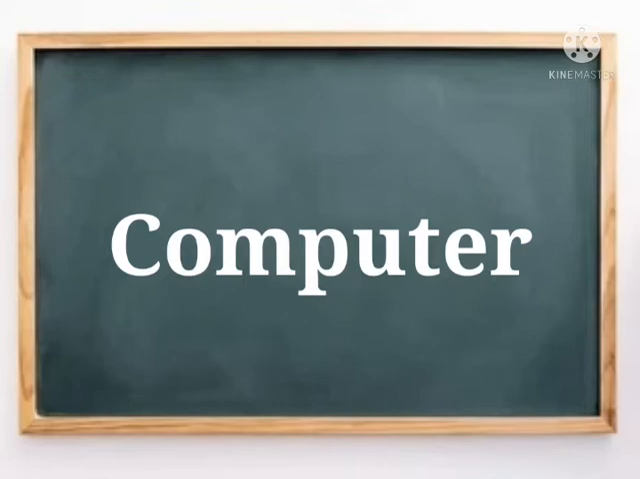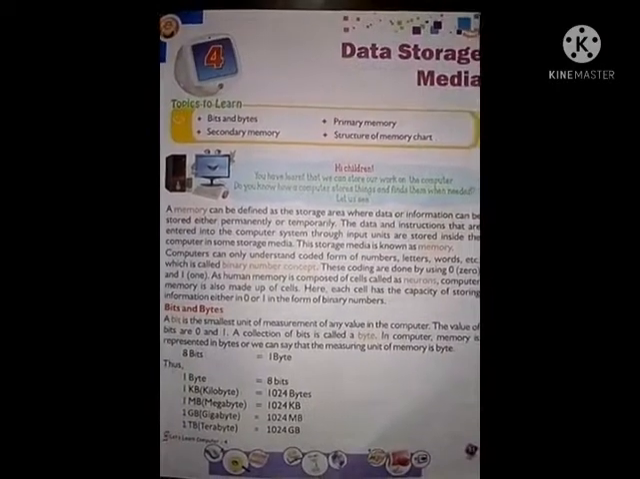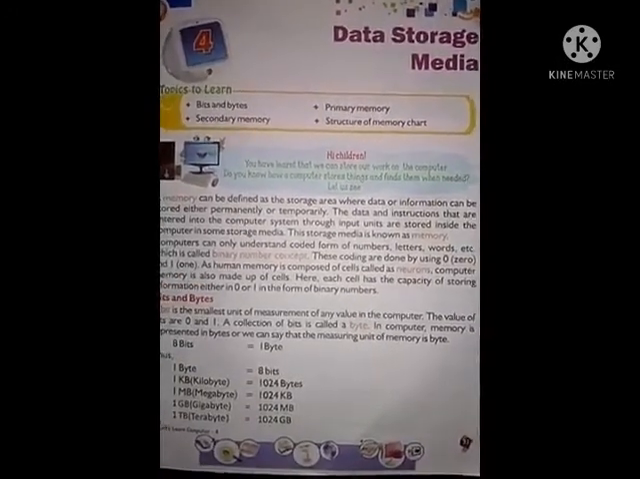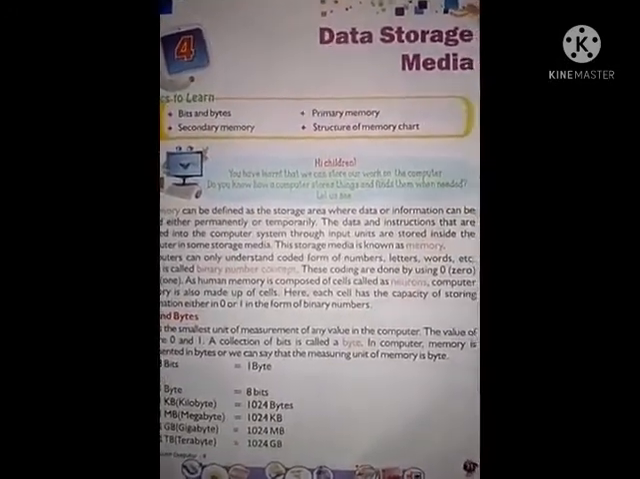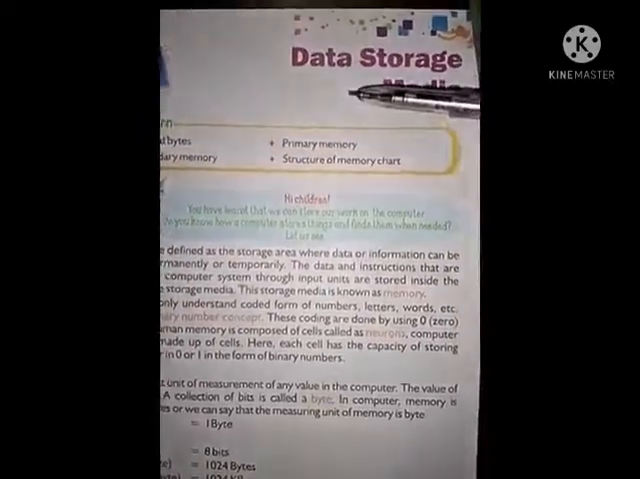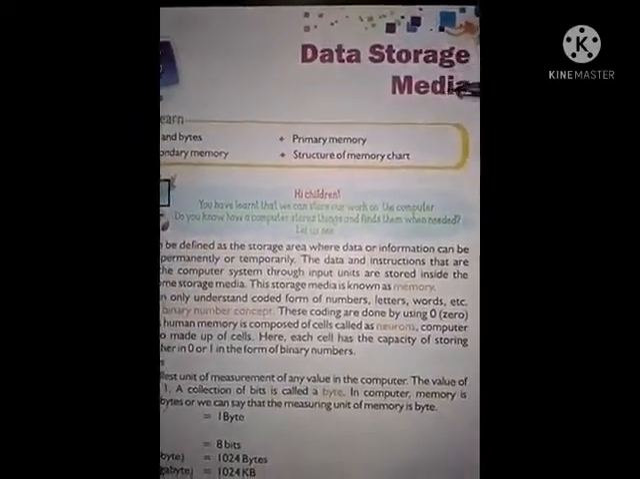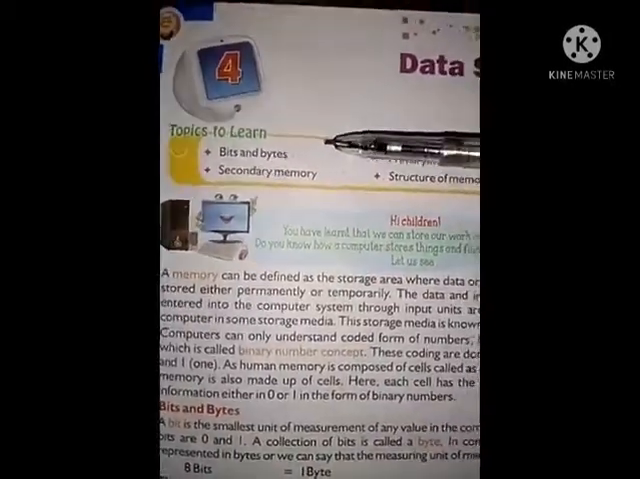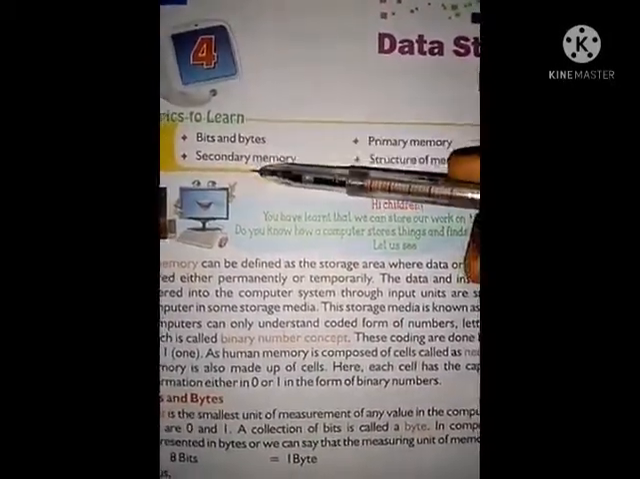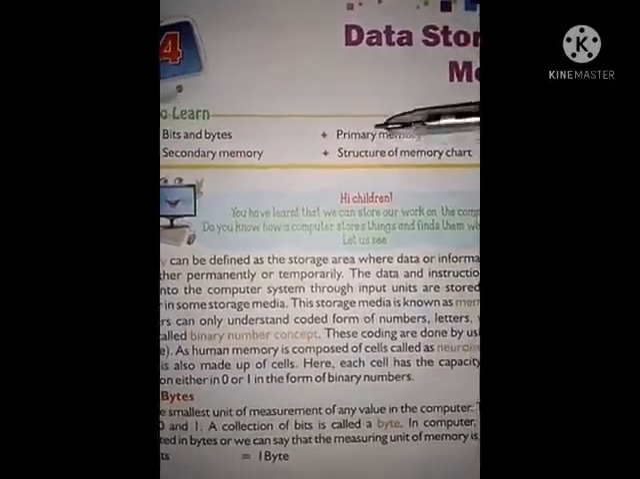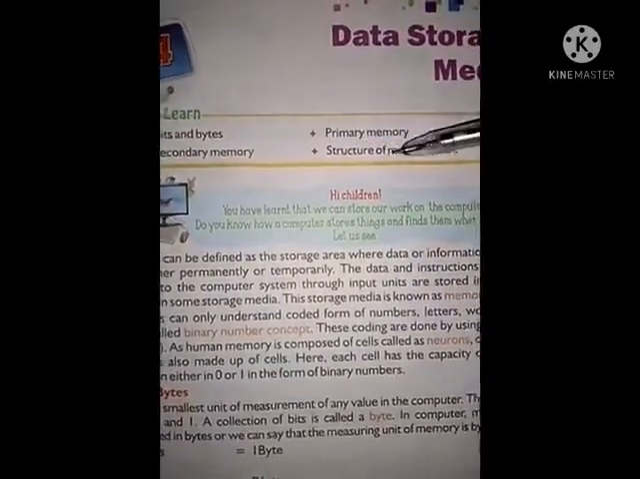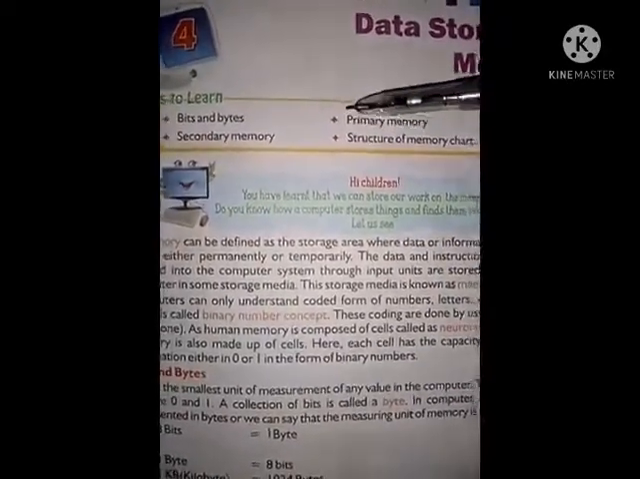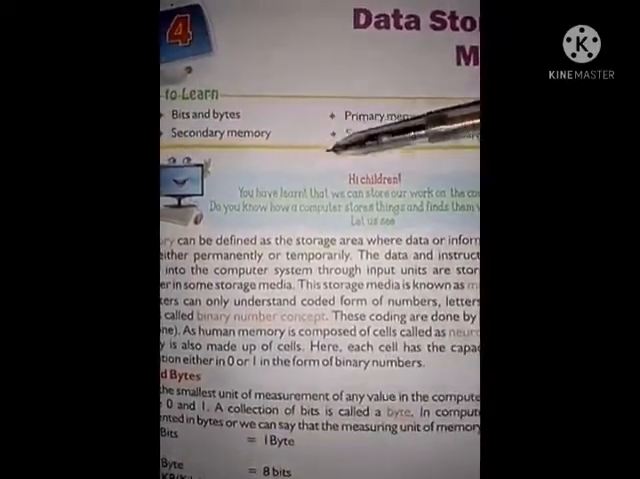Today we will discuss the fourth chapter from your computer book. Okay, so all of you open your books, page number 31. See, the chapter is data storage media. Topics to learn: bits and bytes, secondary memory, primary memory, structure of memory chart. So in this chapter we are going to learn these topics.